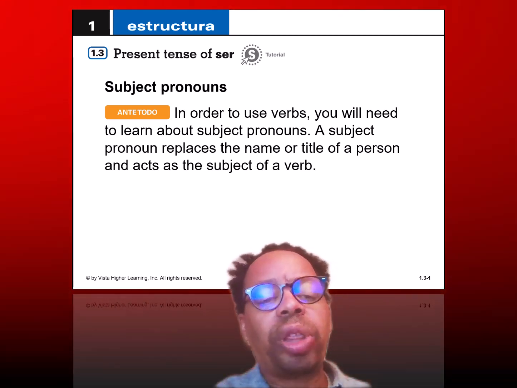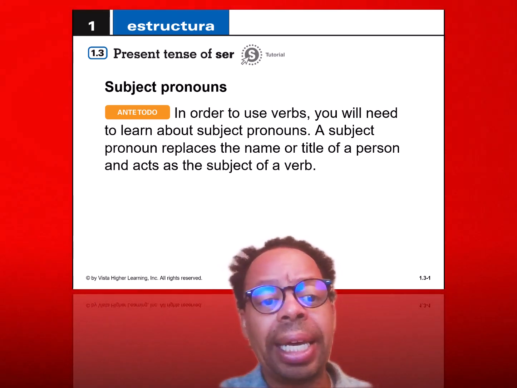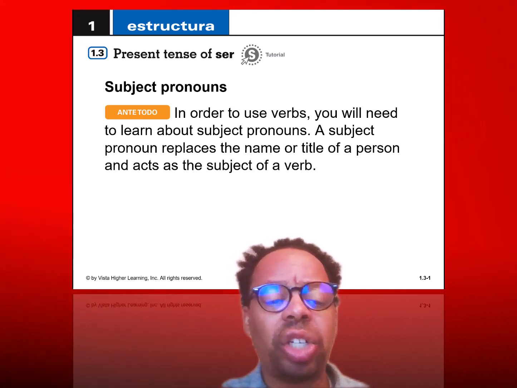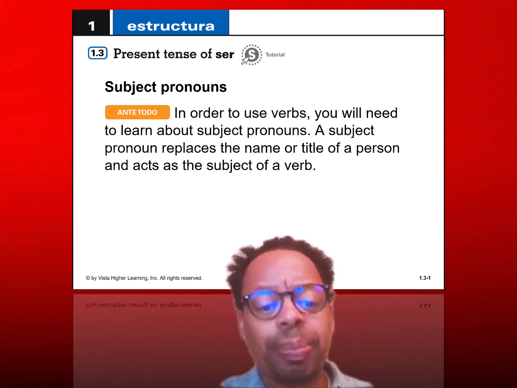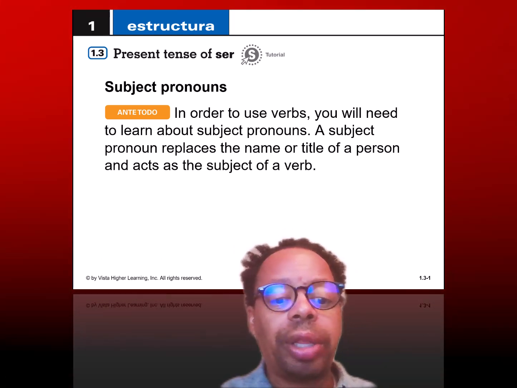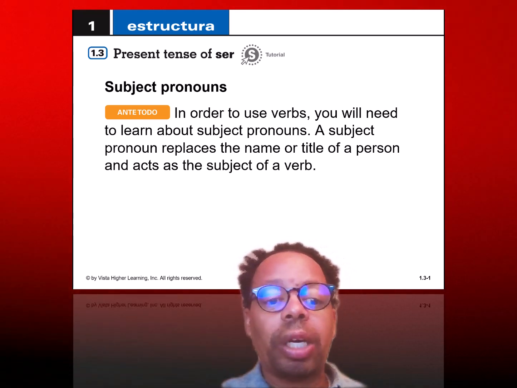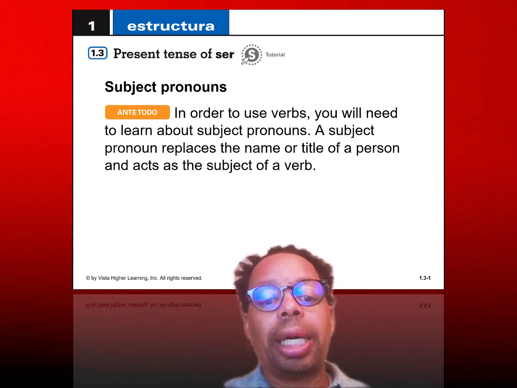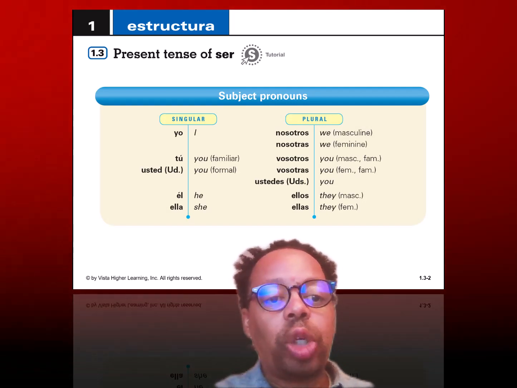So, with any verb in Español, you will need to use subject pronouns. In English, that would be the I, the you, the he, the she, the it, the we, the you, the they. But in Español, they look a little different. And you'll see on the next slide that they have 6 different, if not 8 different subject pronouns. For I, we're going to use yo.